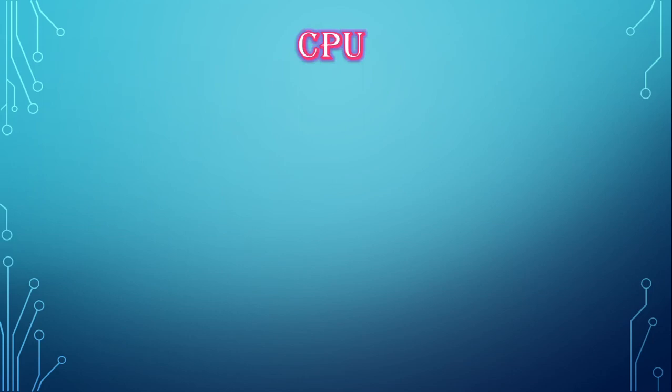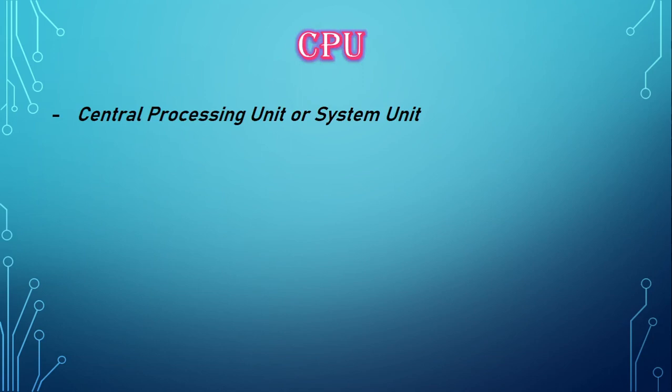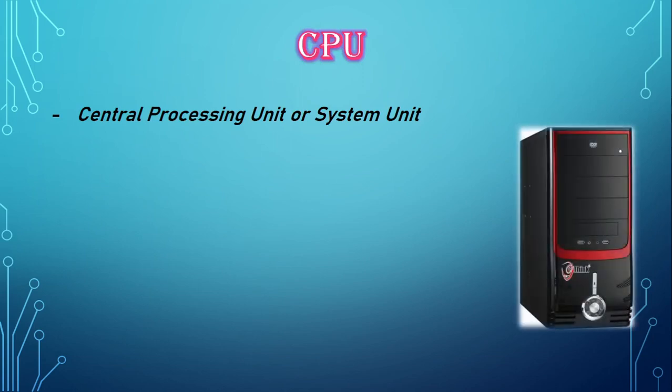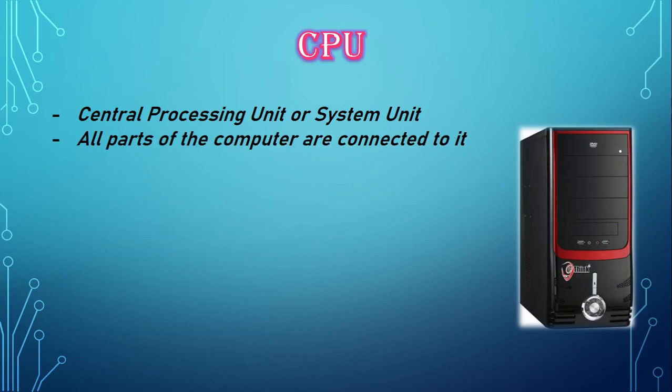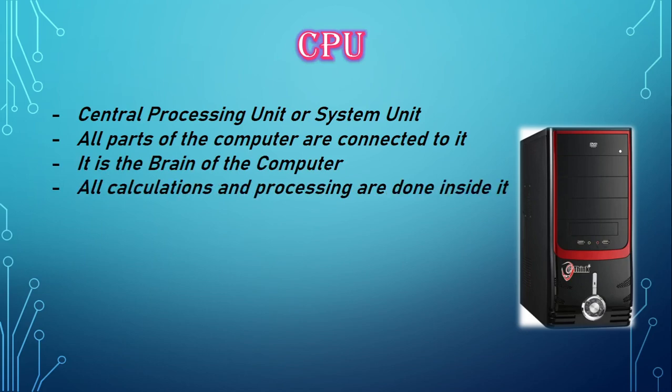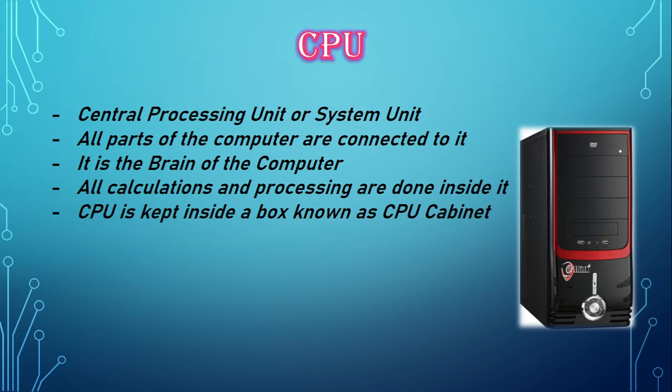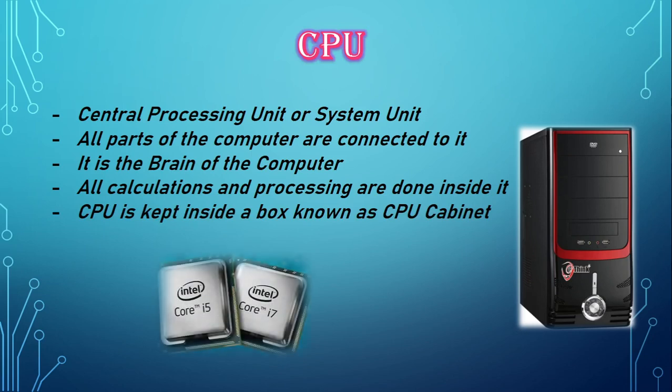CPU or Central Processing Unit. It is also called System Unit. All parts of the computer are connected to the CPU. It is also called the brain of the computer. All the calculations and processing are done inside it. CPU is kept inside a box known as CPU cabinet. You can see the CPU cabinet at the right hand side and the CPU at the left hand side.